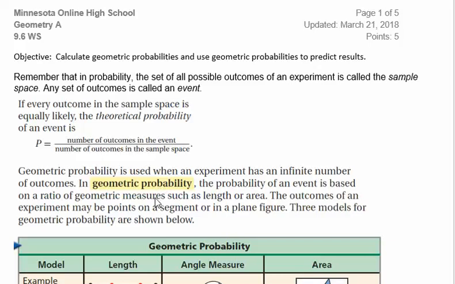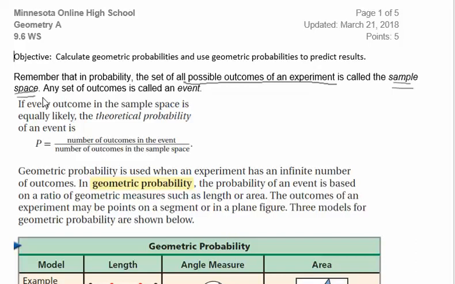So first we need to review a little bit of probability terms. The set of all possible outcomes of an experiment is called the sample space. So the sample space is all the possible outcomes of an experiment. That's sample space. The set of outcomes is called an event. And also there's theoretical probability. Theoretical probability is what we expect to happen.